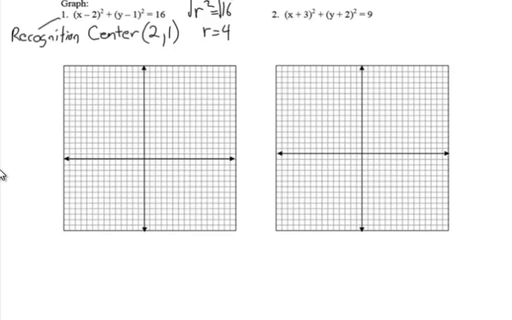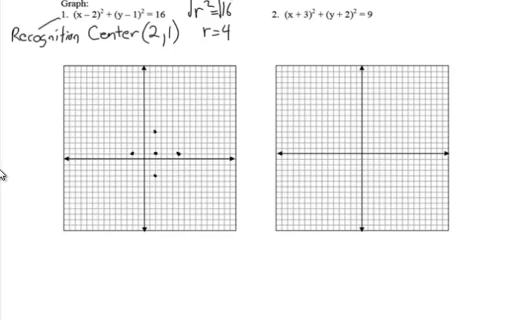So now that we've identified the center and the radius, we're going to plot on our grid here. We're going to go 2, 1. Okay, plot your center. And now plot 4 points each to the north, south, east, and west. So I'm going to go 1, 2, 3, 4 to the north. 1, 2, 3, 4 to the south. 1, 2, 3, 4 to the east. 1, 2, 3, 4 to the west.